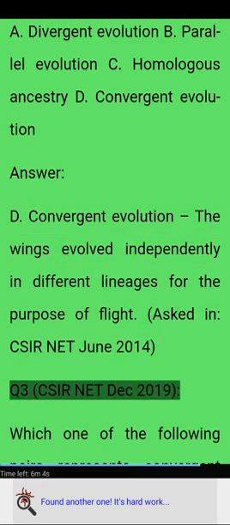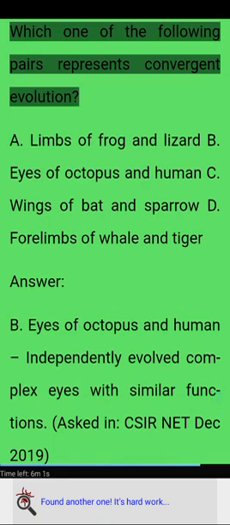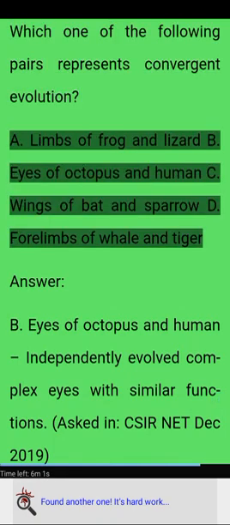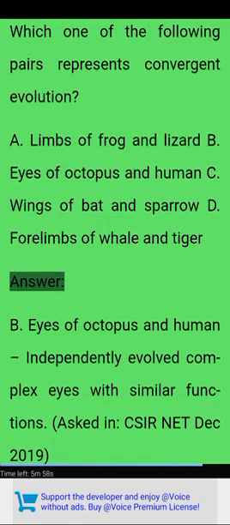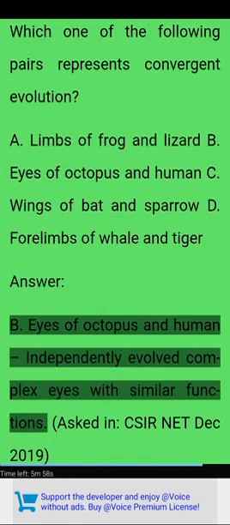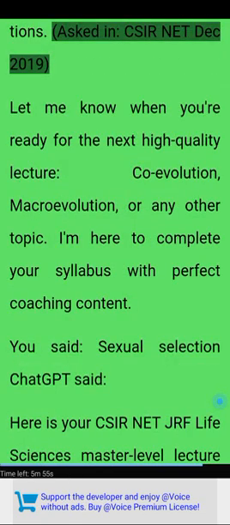Q3, CSIR NET December 2019. Which one of the following pairs represents convergent evolution? A, limbs of frog and lizard; B, eyes of octopus and human; C, wings of bat and sparrow; D, forelimbs of whale and tiger. Answer: B, eyes of octopus and human, independently evolved complex eyes with similar functions. Asked in CSIR NET December 2019.